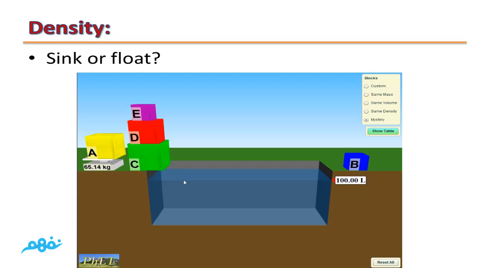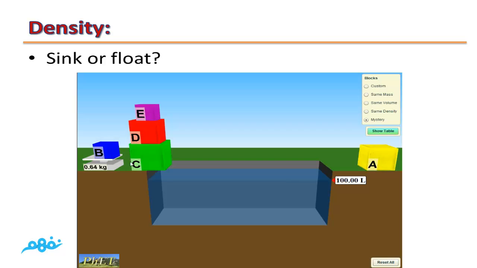Its mass is 65.14. V1 is 100 and its volume is 3.38. By dividing 65 over 3.38, we will find that its density is more than the density of water, so it will sink. What about cube B?